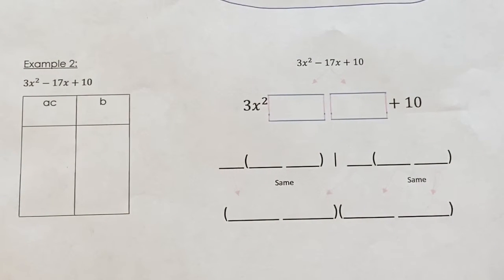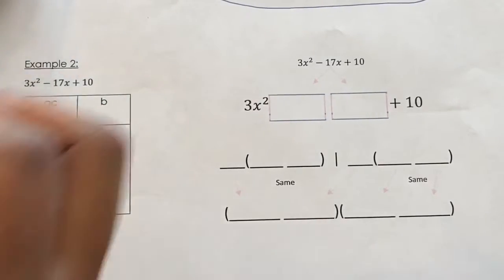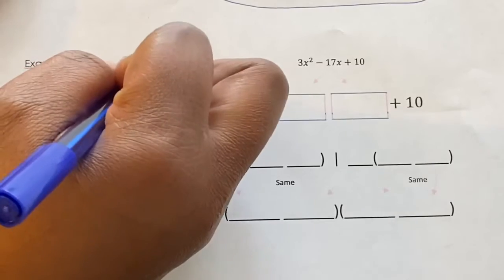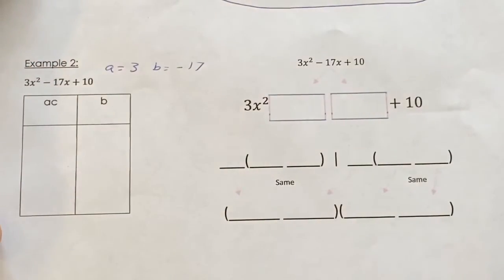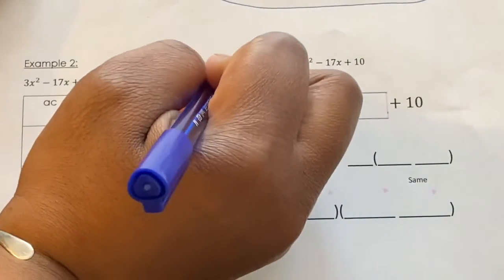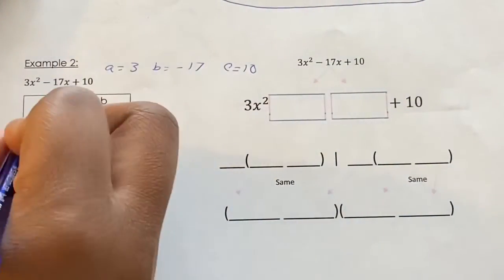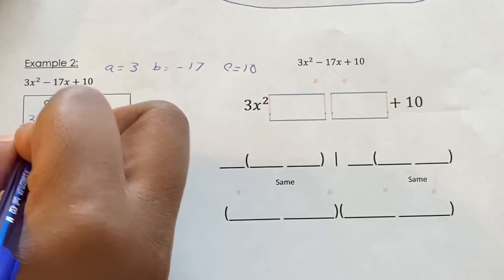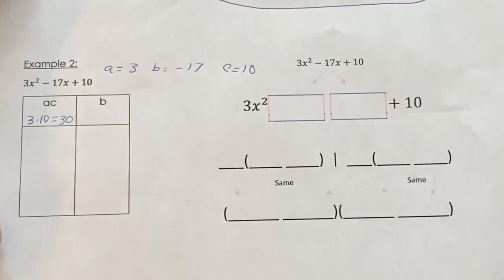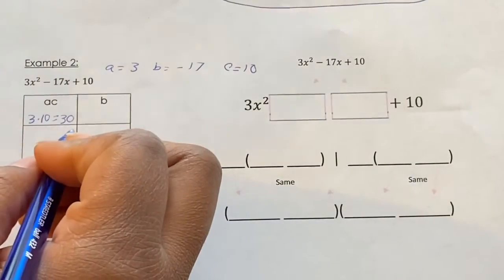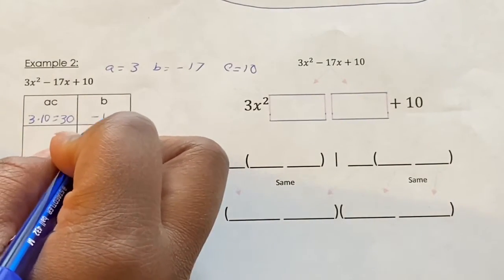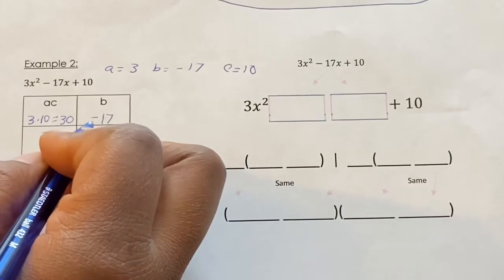We have 3x squared minus 17x plus 10. We have to factor that. We cannot factor out a GCF. So we need to find the factors of A times C that add to make B. A here is 3. B is negative 17. Remember taking the sign. And C equals 10. So I need to find the factors of 3 times 10, which is 30, that add to make negative 17. Make sure you keep the sign.